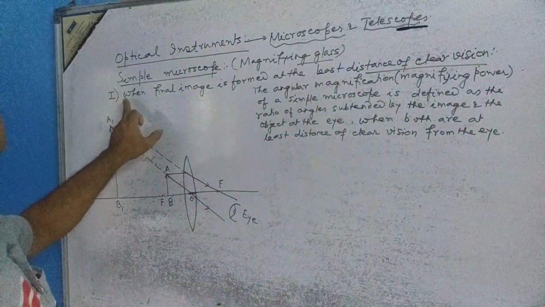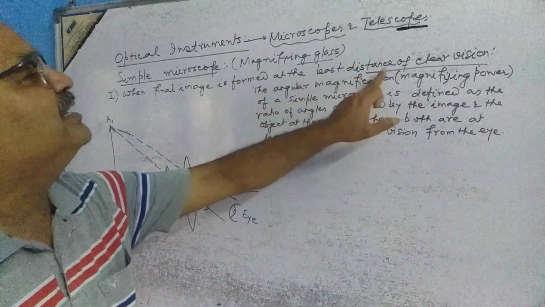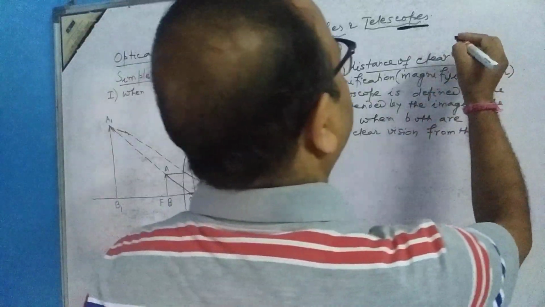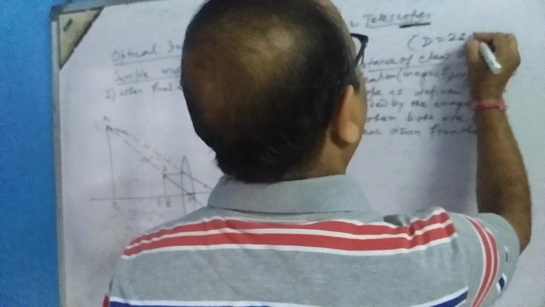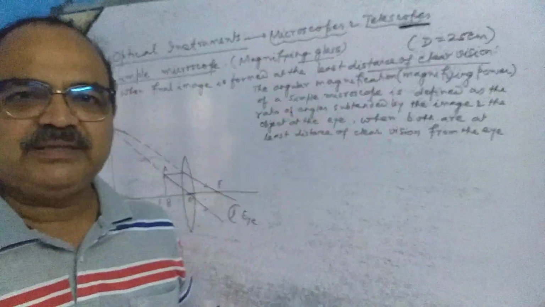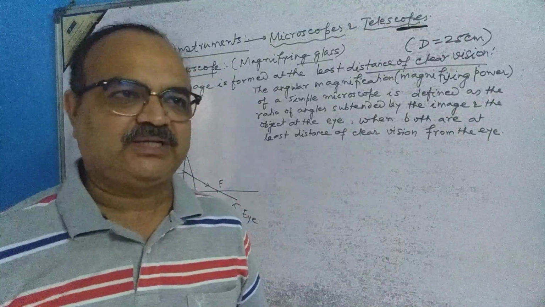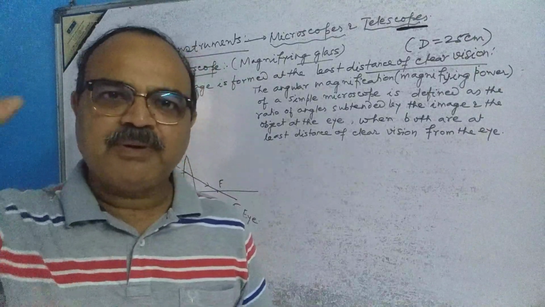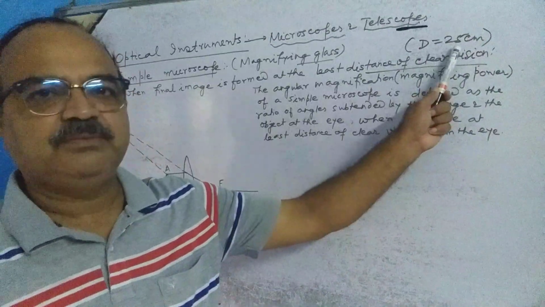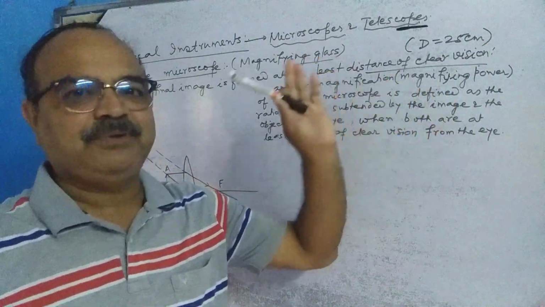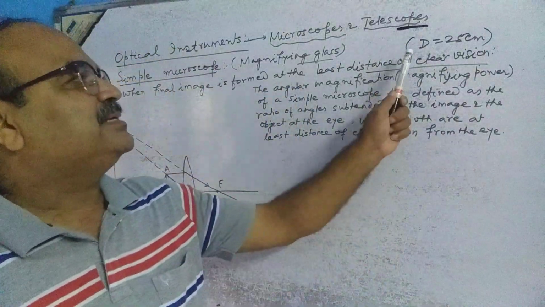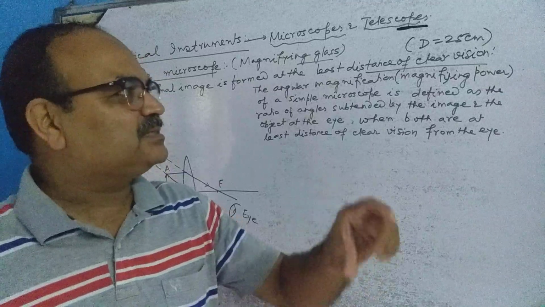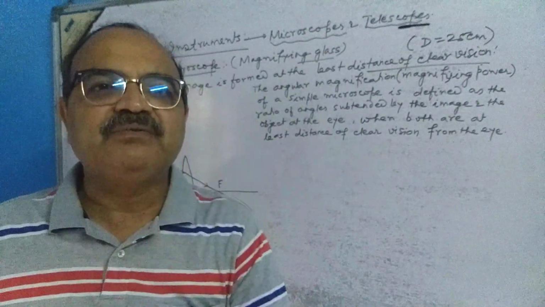Number one, this is the first head: when the final image is formed at the least distance of clear vision. What is the least distance of clear vision? It is D equal to 25 centimeter. I hope most of you know that for our normal eye there are two important points: one is the near point, another is the far point. Far point is infinitely large, but near point is 25 centimeter, and its notation is capital D. That means up to this distance the image can be seen very clearly.